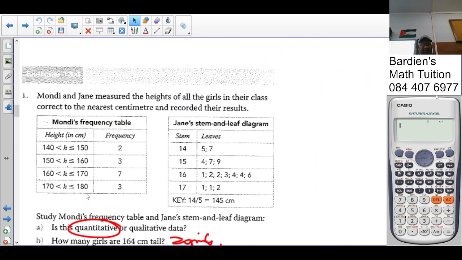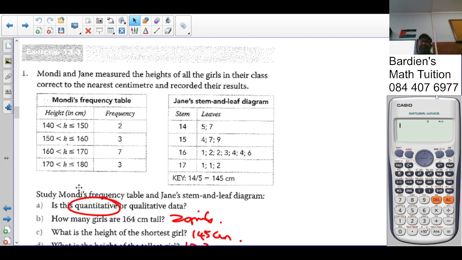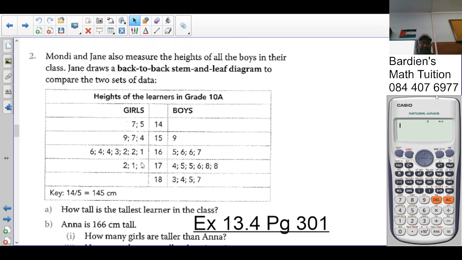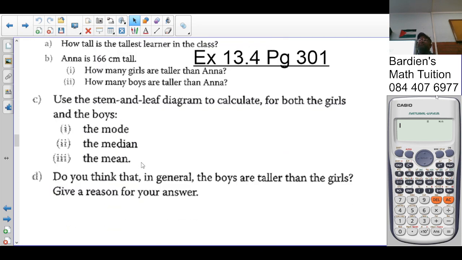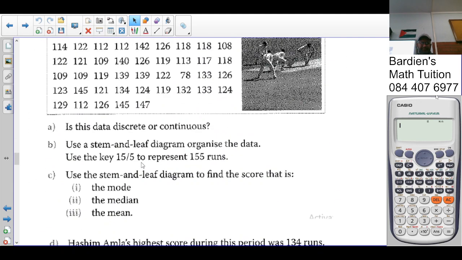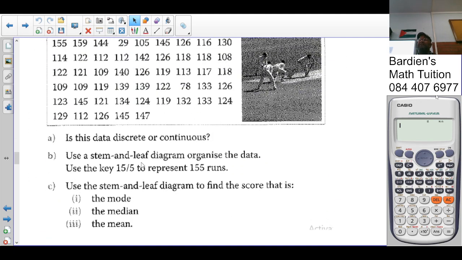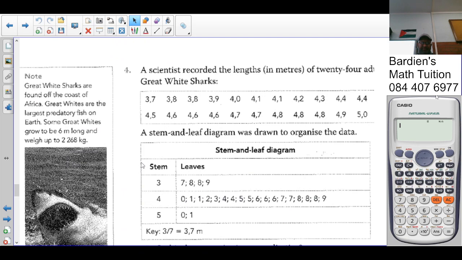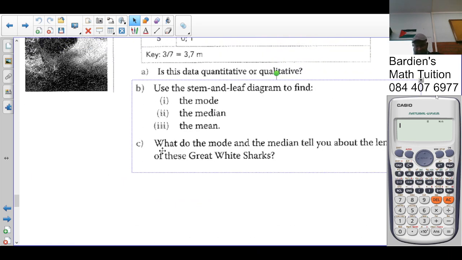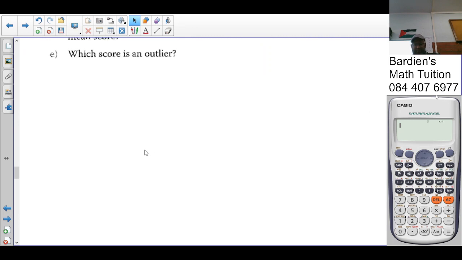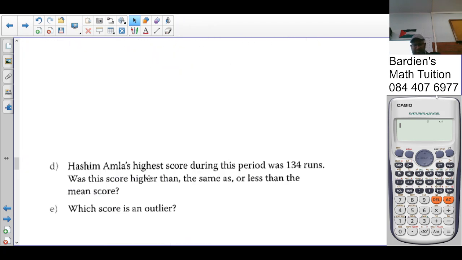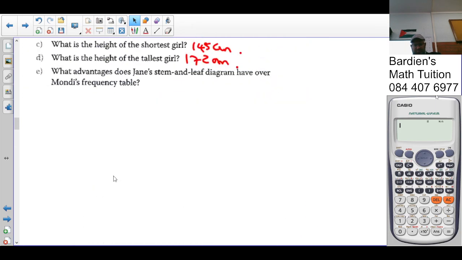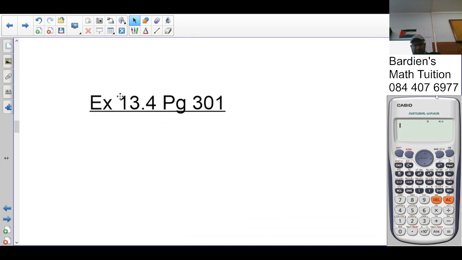Yes. You guys had homework. It was exercise 13.4. We did number 1. Did we do number 2? Yes? Was there any problems with number 2? No. Number 3? That now homework. Okay, any problems with number 3? Okay, number 4? No problem. Okay.